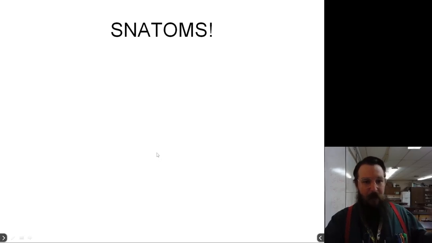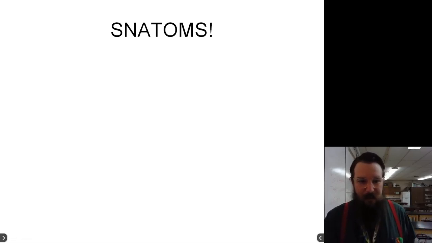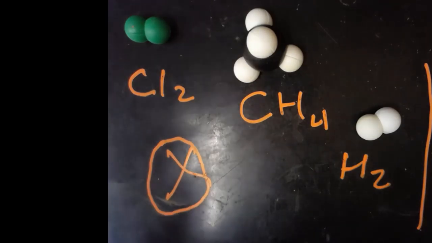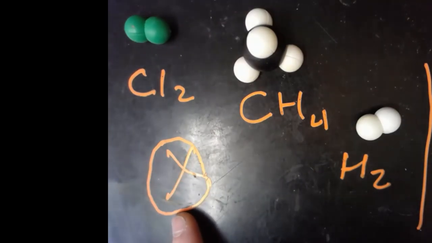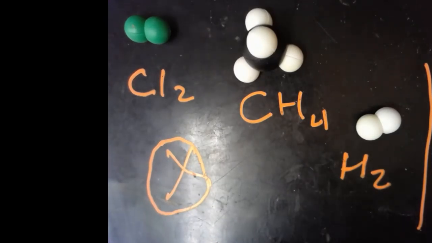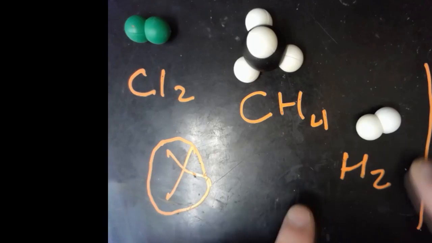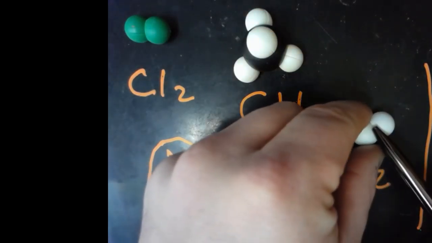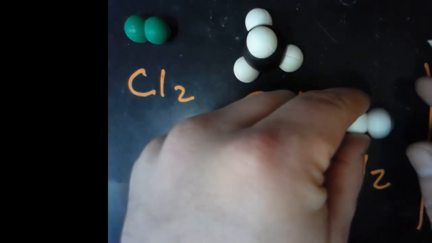Here is an example using the Snatoms. Woo! Yeah, these things are kind of neat. And for anyone who's wondering why there's an X right here, that is because there's a glare in this area. It might be kind of hard to see on the video. So if we have a couple molecules here, we have a hydrogen molecule, which is just two hydrogens bonded together. Here they are. How exciting.